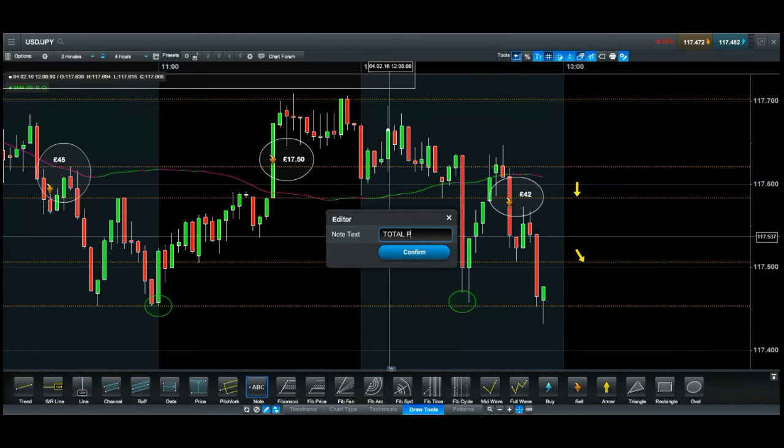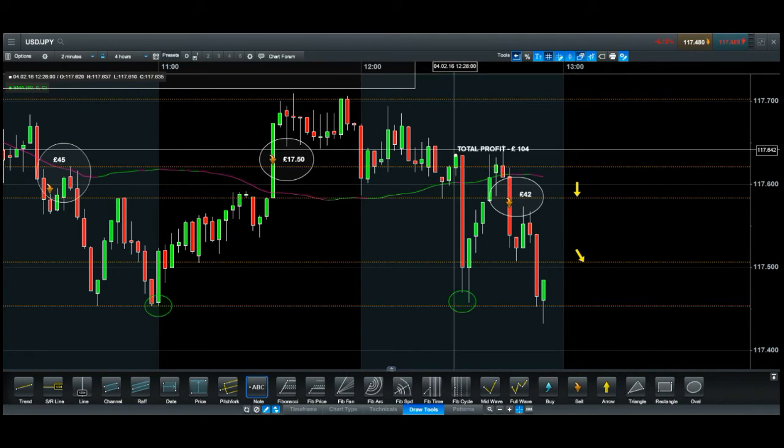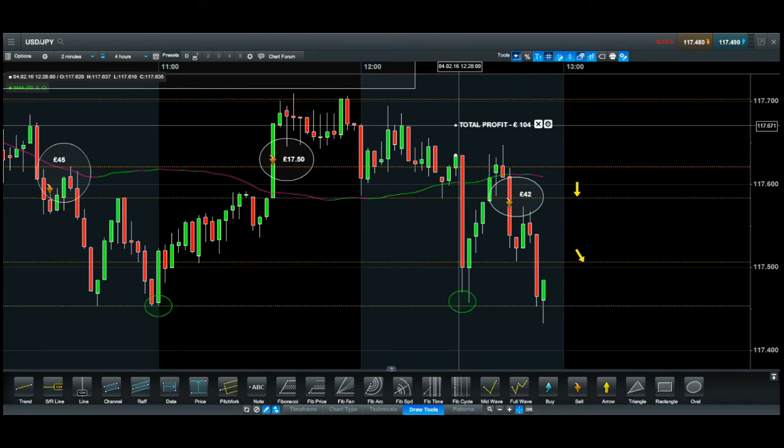Right, while I'm waiting, I've got to type out how much I made so far. The total profit is £104. That's not bad for this hour of trading.